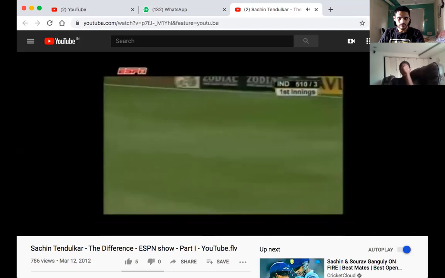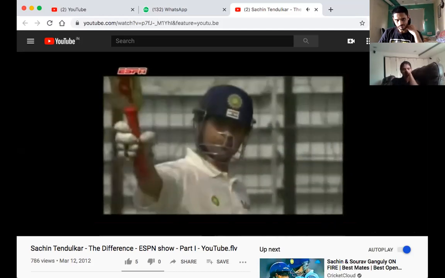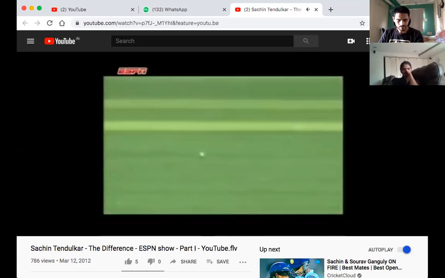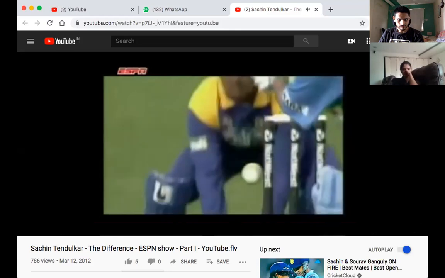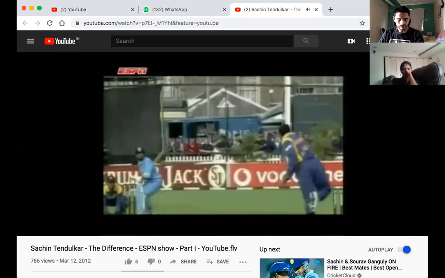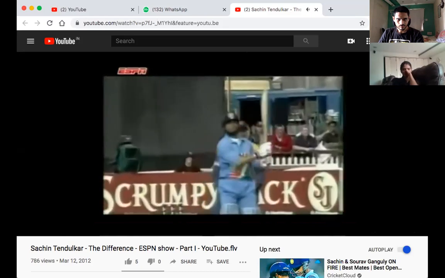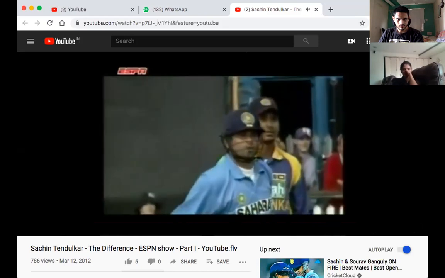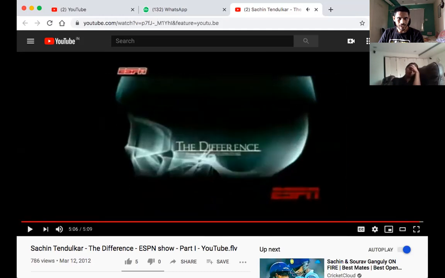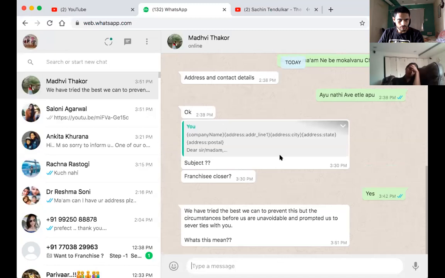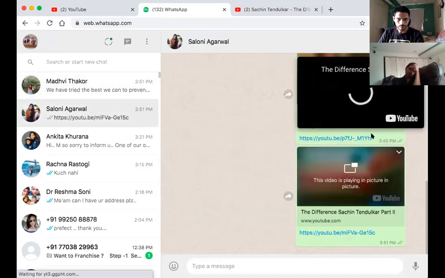With over 10,000 runs to his name, Sachin Tendulkar is undoubtedly one of the greatest batsmen in cricket history. An accolade he's dedicated his life to attaining. But what are the physical and mental attributes that have made him so? What, for Sachin Tendulkar, is the difference? So now they are going to discuss the physical and mental attributes. Now let's look at that.